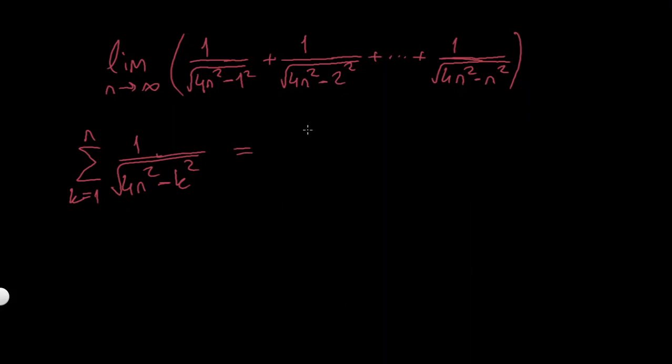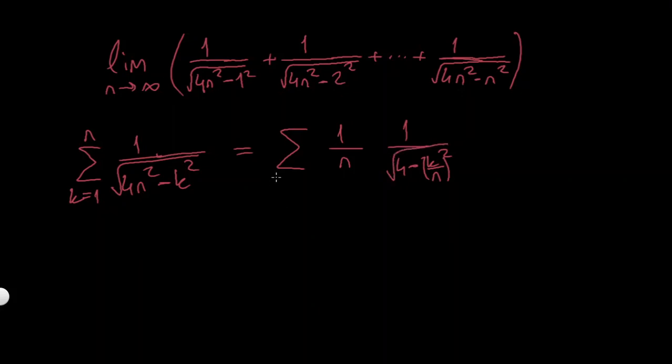So I need to take a term that looks like 1 over n out. It could be 1 over n minus 5 too, but it doesn't make sense here. So if I take 1 over n out, which means taking n squared into the square root, this is going to be 4 minus k squared over n squared. So I can just say k over n, squared.